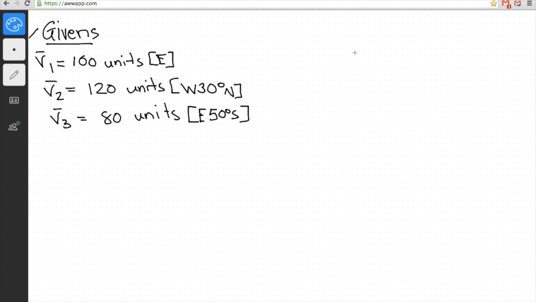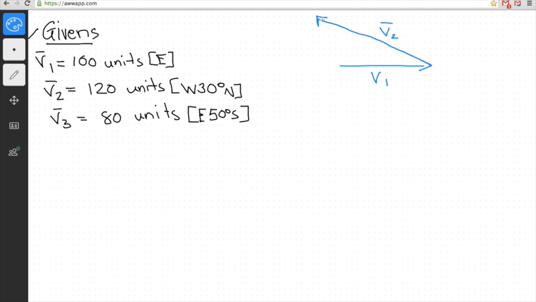Make it blue. And so we have V1 going east. So that's V1. V2 is going west 30 degrees north. So we start at the ending of our first vector. It's going to go west and then 30 degrees north, and it's going to be a bit longer than this vector. It's 20% longer. So that's V2.